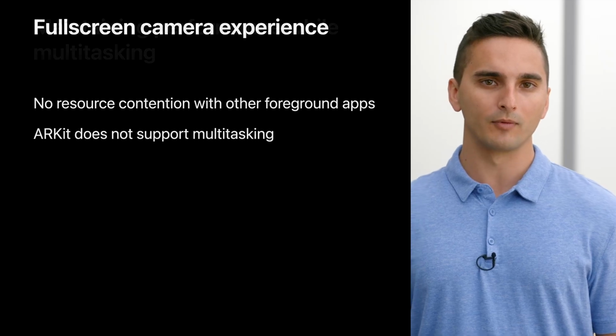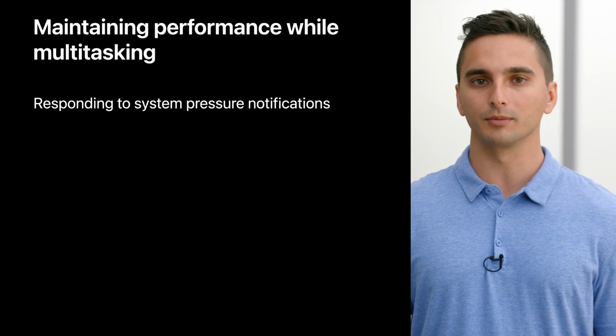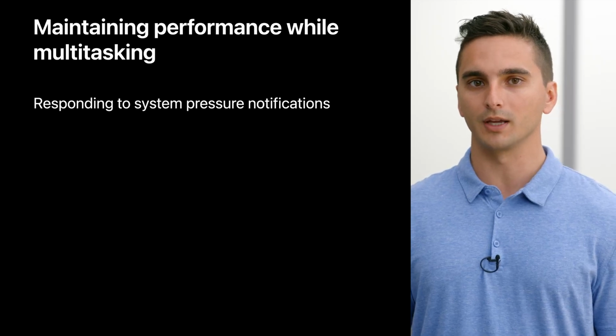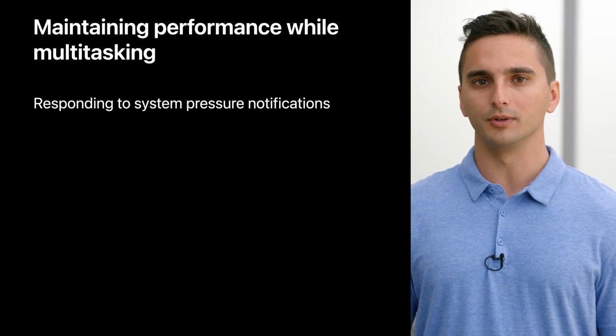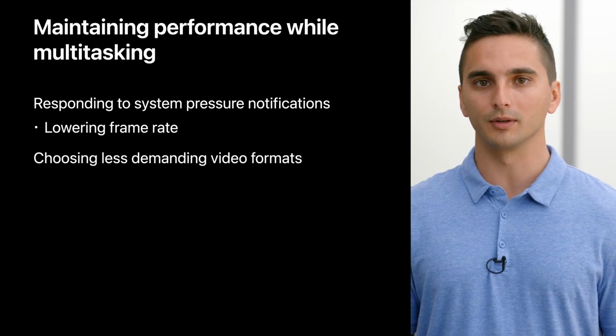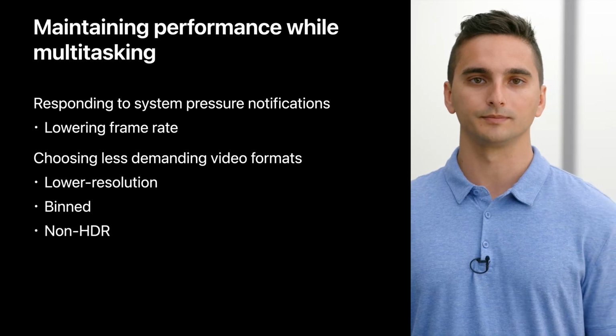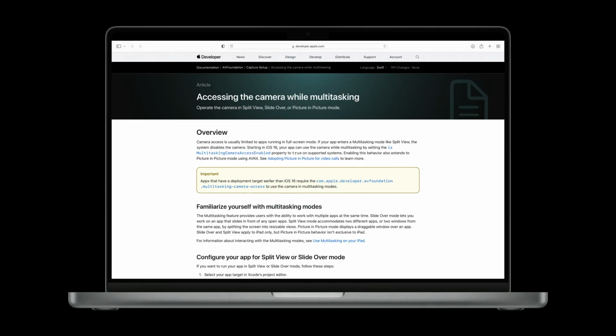You should ensure your app performs well when running alongside other apps. Make your app resilient to increasing system pressure by monitoring for its notifications, and take action to reduce the impact, like lowering the frame rate. You can reduce your app's footprint on the system by requesting low resolution, binned, or non-HDR formats. For more information on best practices of maintaining performance, read the article Accessing the Camera While Multitasking.